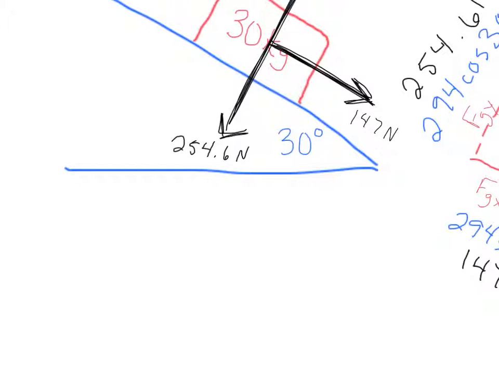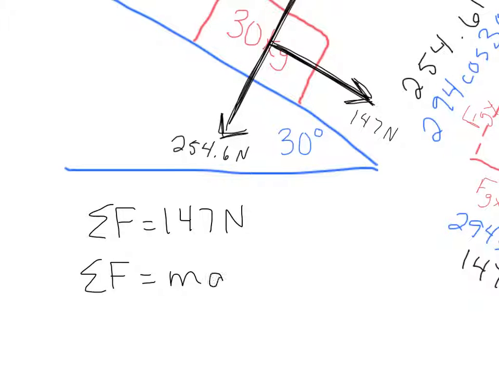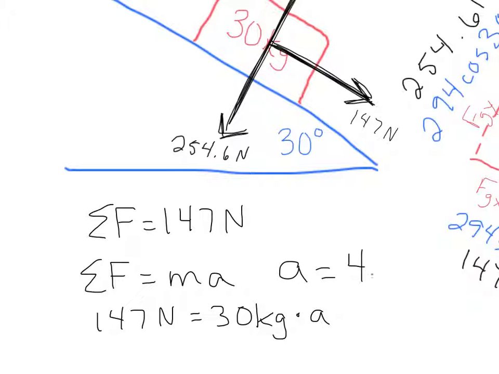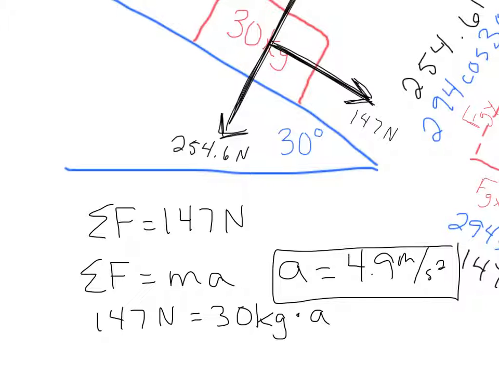So when I think about my net force, let me write it down here. My net force is going to be equal to 147 newtons. And I'm going to use that in my net force equation, net force equals mass times acceleration. I get 147 newtons equals 30 kilograms times acceleration. When I do that, I get an acceleration of 4.9 meters per second squared. And that's the number we're usually looking for.